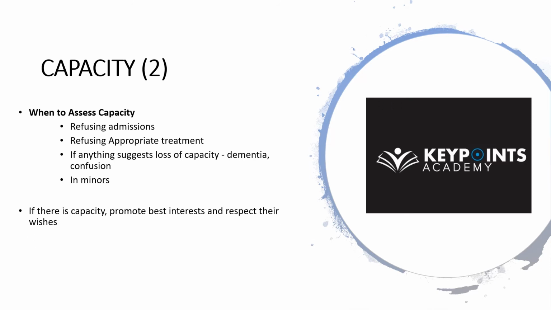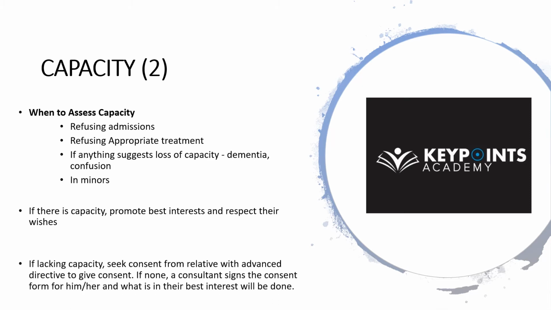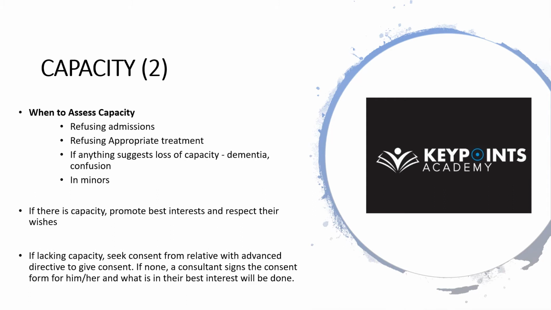If, after assessing these people, we find there is capacity, even if they reject what is in their best interest, and reject the care the clinician puts forth to help them recover or manage their condition, then we have to respect their wishes, but we must promote their best interest. We must let them know what we think would have been best for them. And if they still say no, you respect their wishes. If they do not have capacity, sadly, you have to seek consent from a relative who has been given advanced authority to give consent.